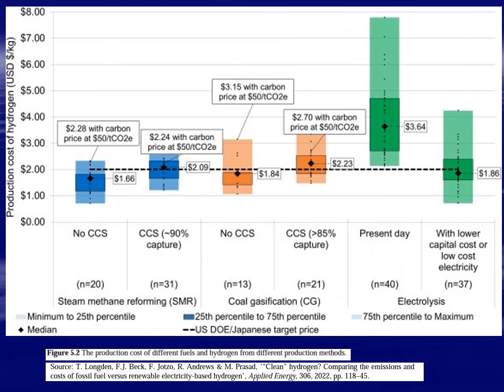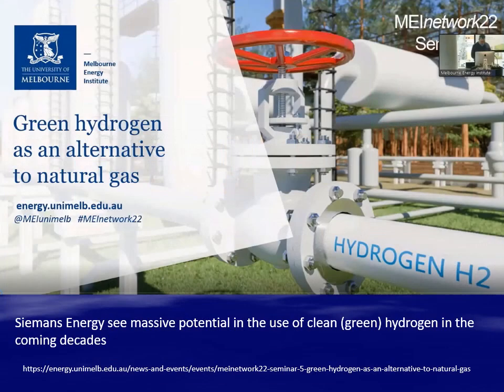But basically they're talking about the cost of generating renewable energy and pointing out that in fact for hydrogen particularly it's coming down a long way. Very interesting talk you can download from Melbourne University Energy Institute about green hydrogen as an alternative to natural gas. Have a look at the website on the bottom of that slide.